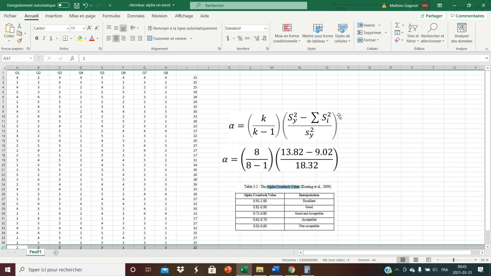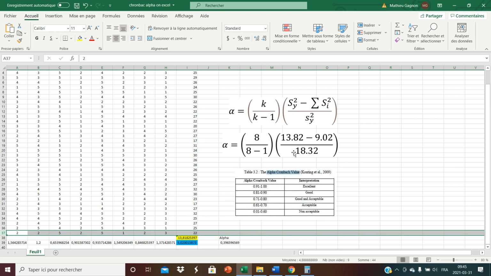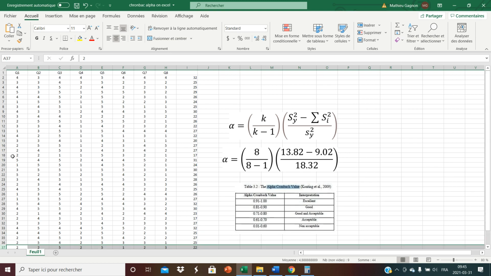What I need to calculate the Cronbach alpha is I need variances. J'ai besoin de calculer les variances. Okay? Et j'ai besoin des variances pour chacune des questions. Donc, la variance pour la question 1, la variance pour la question 2, la variance pour la question 3, 4, 5, 6, 7, 8. So I need the variances for question 1, 2, 3, 4, 5, 6, 7, and 8.